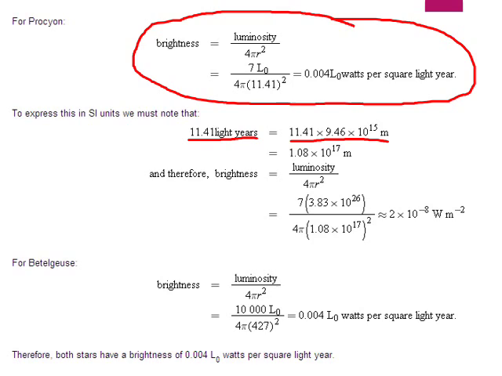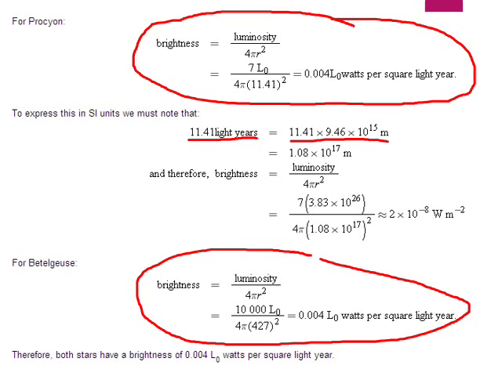If we now look at the brightness of Betelgeuse, we take its luminosity divided by 4 pi r squared for Betelgeuse and substitute that in, and we get exactly the same value for our brightness for Betelgeuse as we do for Procyon, because of the much further distance that Betelgeuse is from Earth.